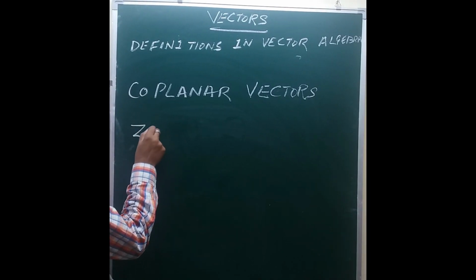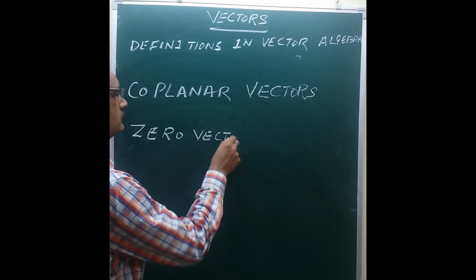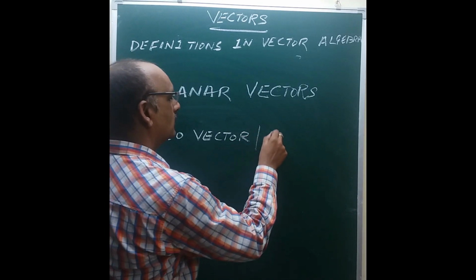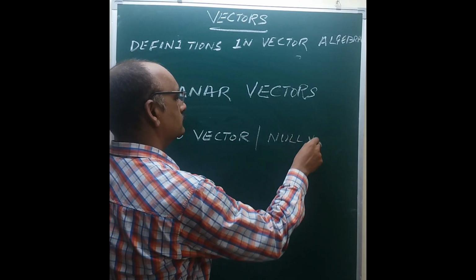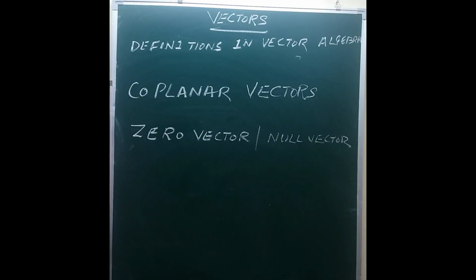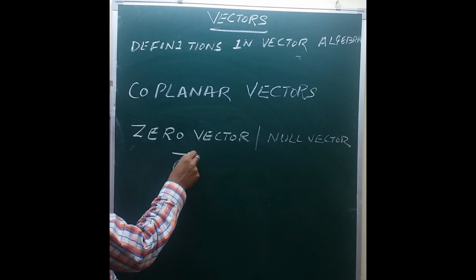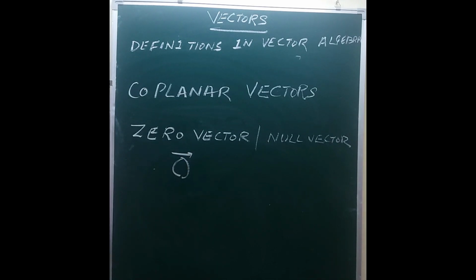Next one is zero vector or null vector. Those vectors which have zero magnitude and have an arbitrary direction, no sense of direction, whatever the direction may be, those vectors are called zero vectors. Clear? And this zero vector is also called null vector.